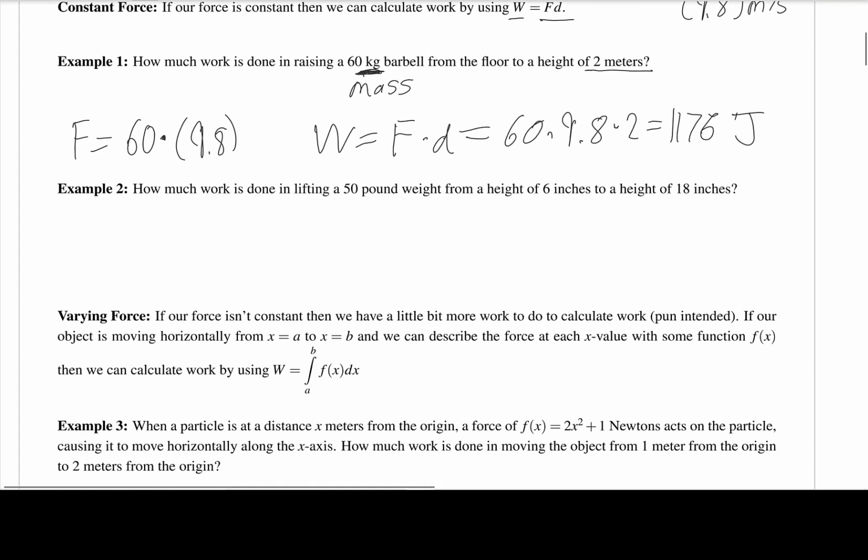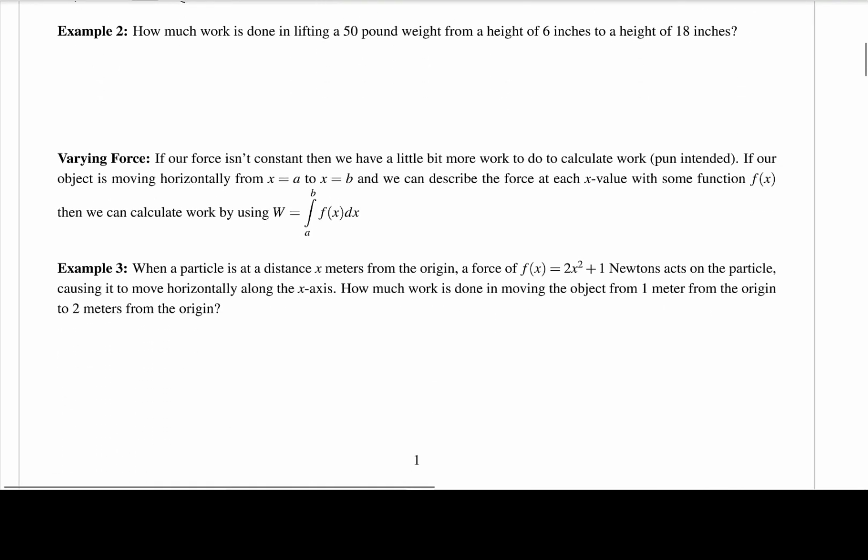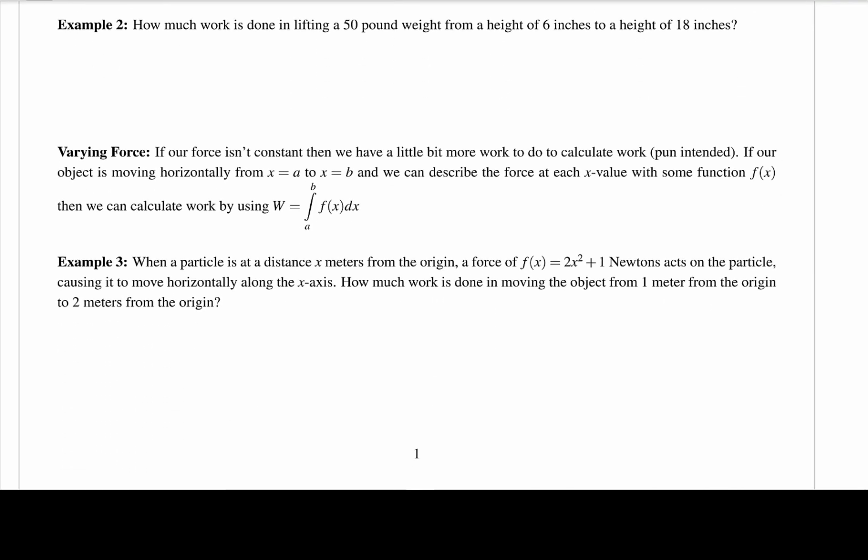Now let's look at how much work is done in lifting a 50-pound weight from a height of 6 inches to a height of 18 inches. The first thing I'm going to do is notice that this is a weight, right? So this is my force. The force is just 50. There's no need to multiply by 9.8.